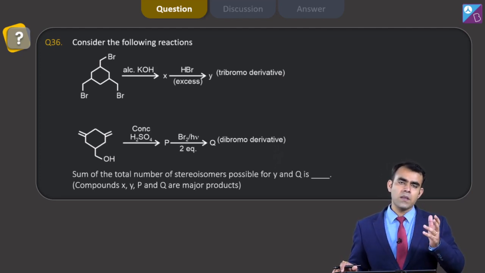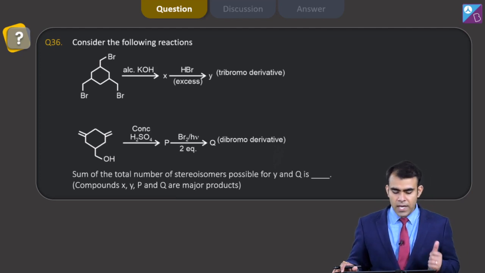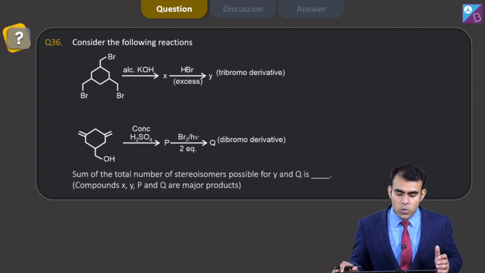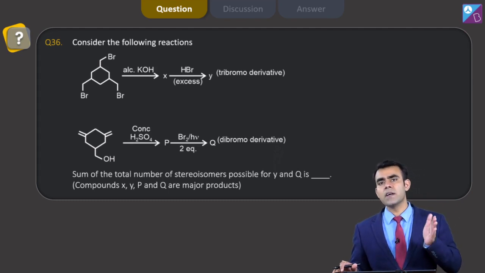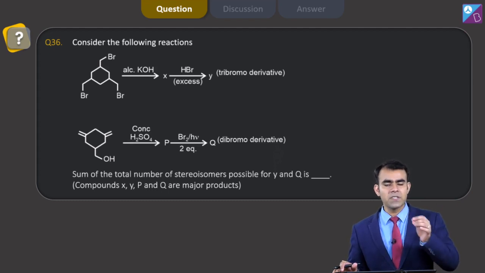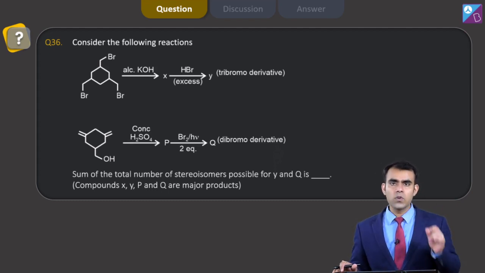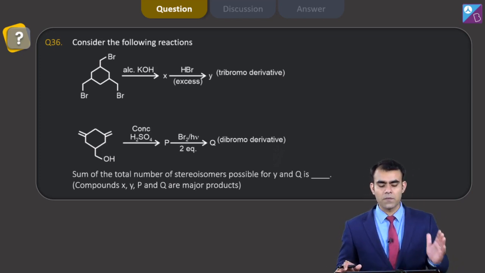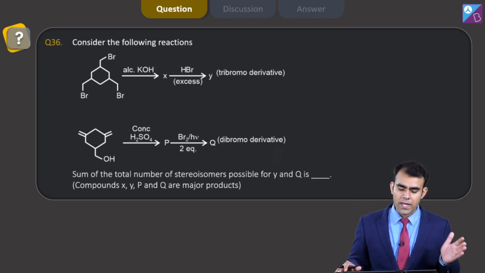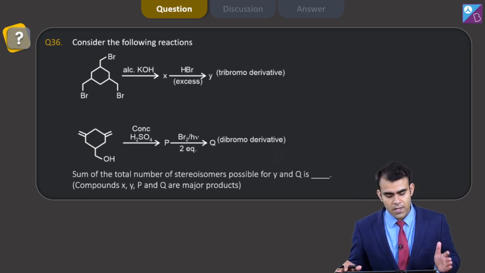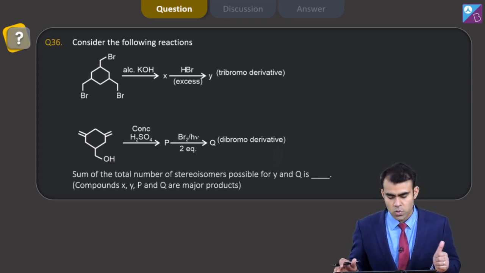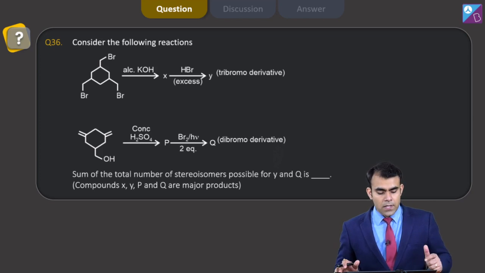So here elimination takes place, yes, but the elimination is E1 elimination and followed by Br2/hv. It means here radical mechanism bromination will take place. So bromination happens but with the radical mechanism and a dibromo derivative is obtained. And the question is saying that the sum of total number of stereoisomers possible for Y and Q is. Compounds X, Y, P and Q are basically the major products. So let's begin solving this question.